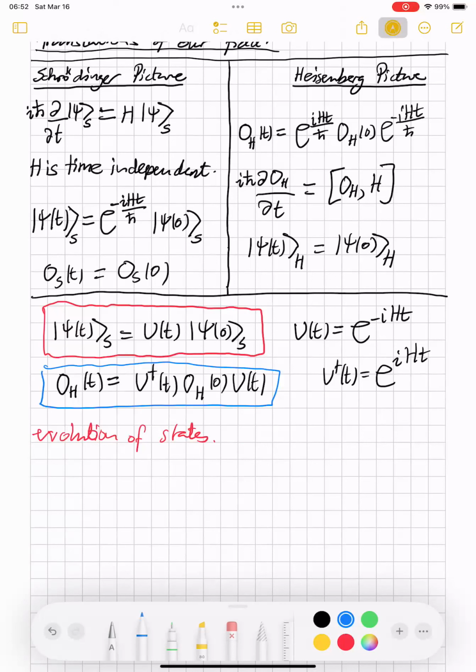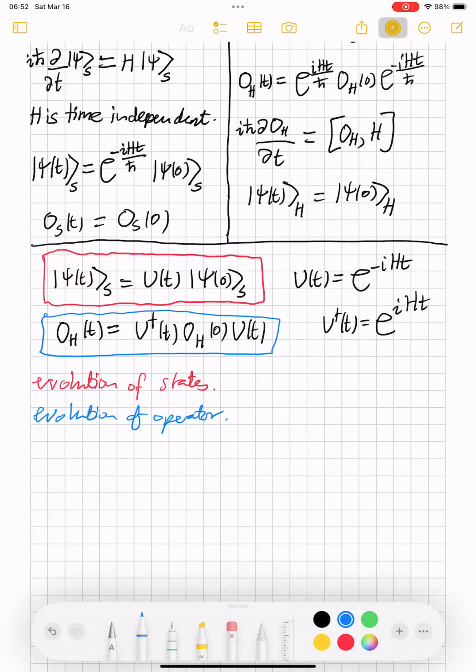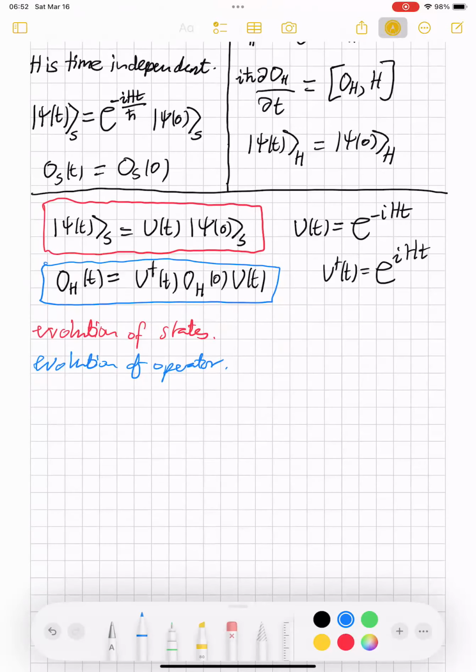So the same operator appears. It's again U, this unitary operator U. But if it's U that produces the evolution of the state, then it's U dagger operator U that produces the evolution of the operator. This is an extremely general rule. So what we will find is other symmetry transformations. For example, the Lorentz transformation, that will also be represented by a unitary operator.